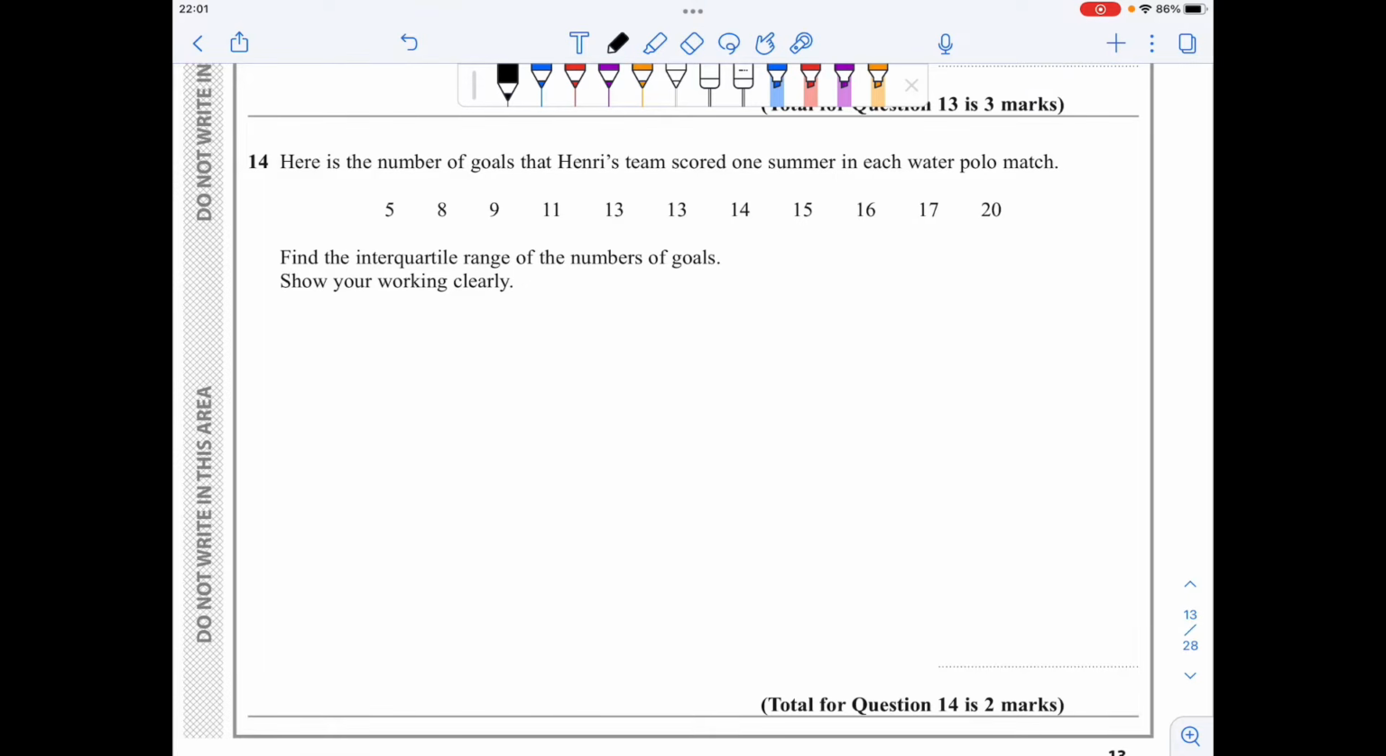For question 14, n is equal to 11. So to find q1, I'll start by finding a fourth of 11, which is equal to 2.75. This implies that q1 is equal to the third value. I'm rounding to the next integer, and the third value is equal to 9 goals.